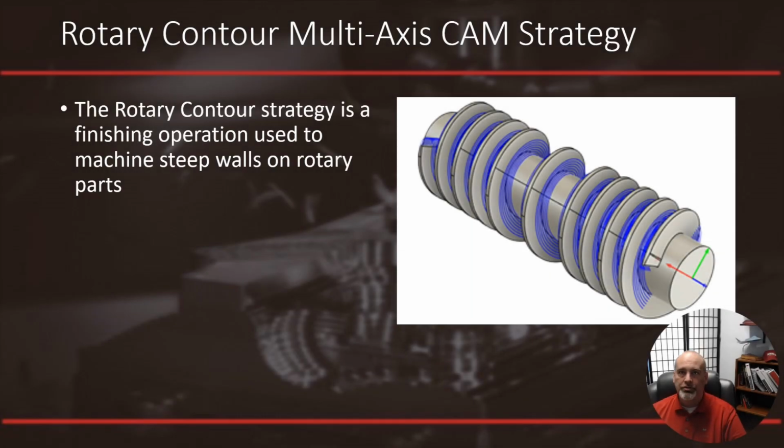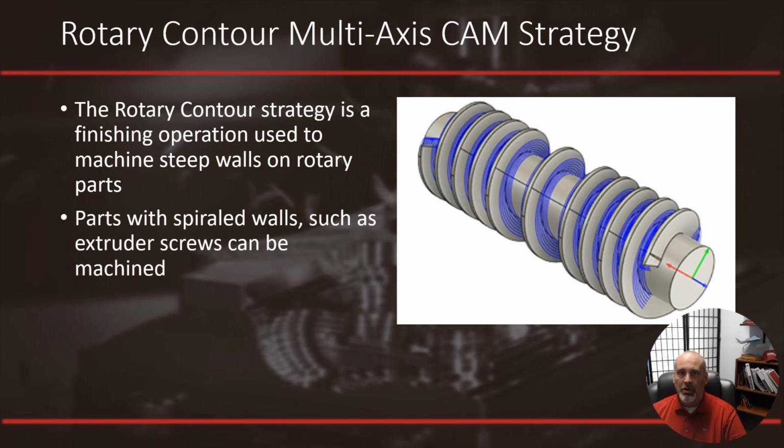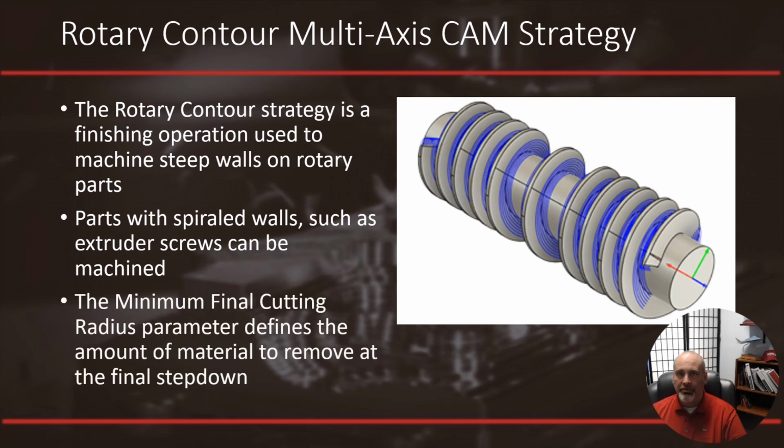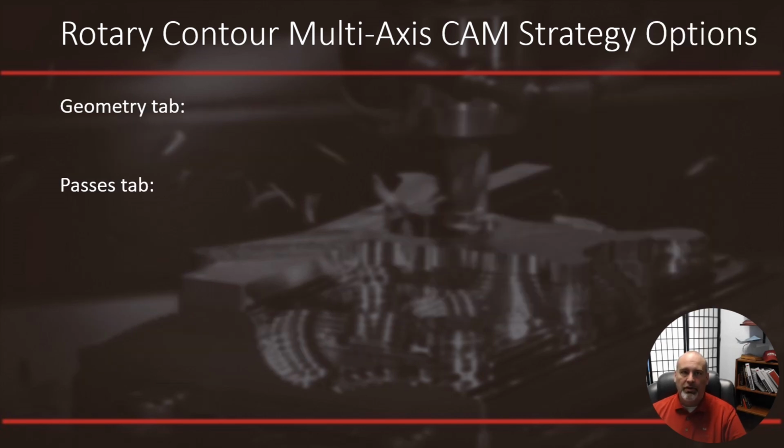The rotary contour strategy is a finishing operation used to machine steep walls on rotary parts. Parts with spiral walls, such as extruder screws, can be machined with this strategy. And the minimum final cutting radius parameter defines the amount of material to remove at the final step down. There are different options, some on the Geometry tab and some on the Passes tab, that are different for this command compared to others in the rotary selection area.